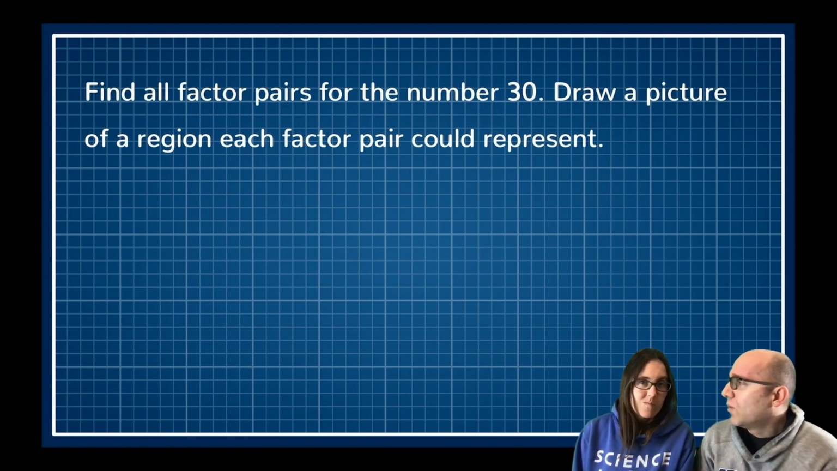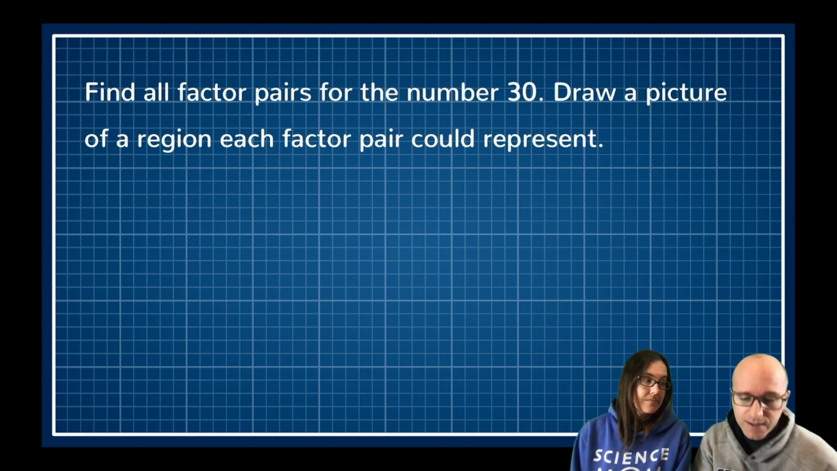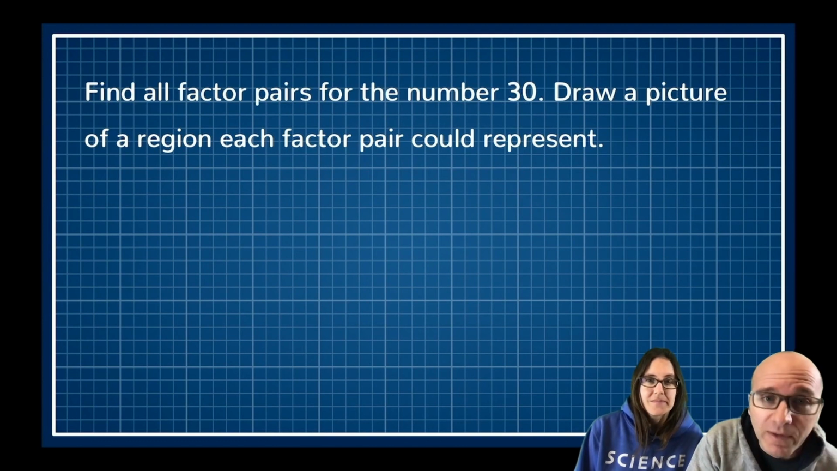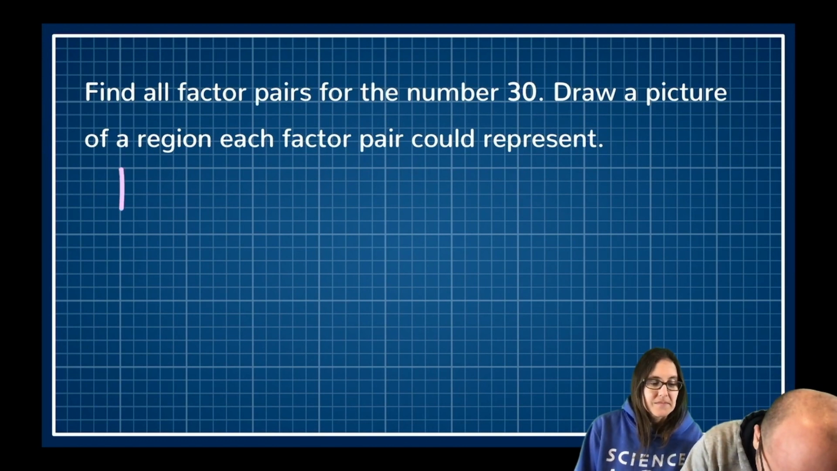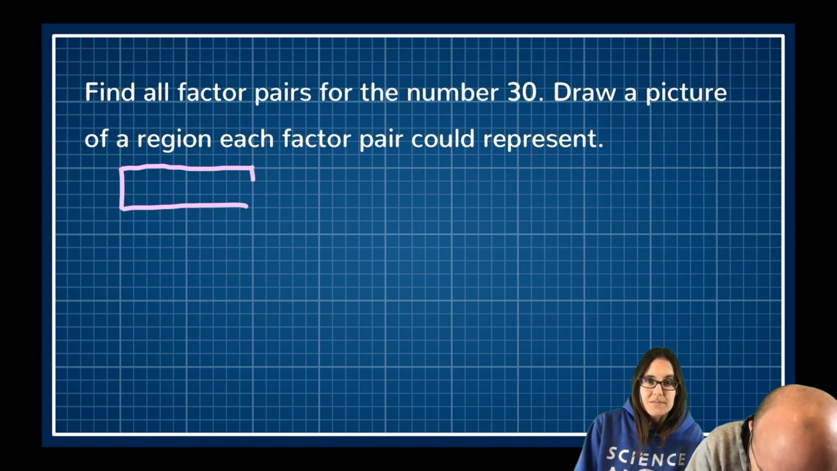Okay, so what two numbers might multiply to be 30? 3 and 10. 3 and 10, I like it very much. So I've got my little grid here. I'm going to draw a height of 3 and a width of 10, get me a rectangle here. Okay.